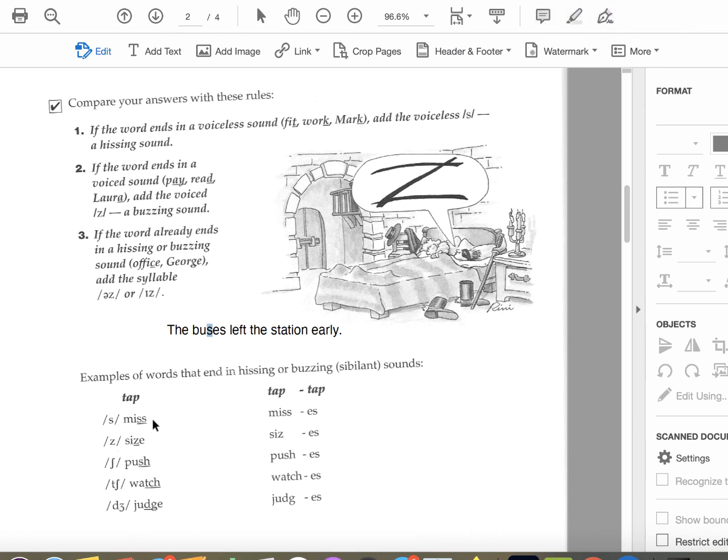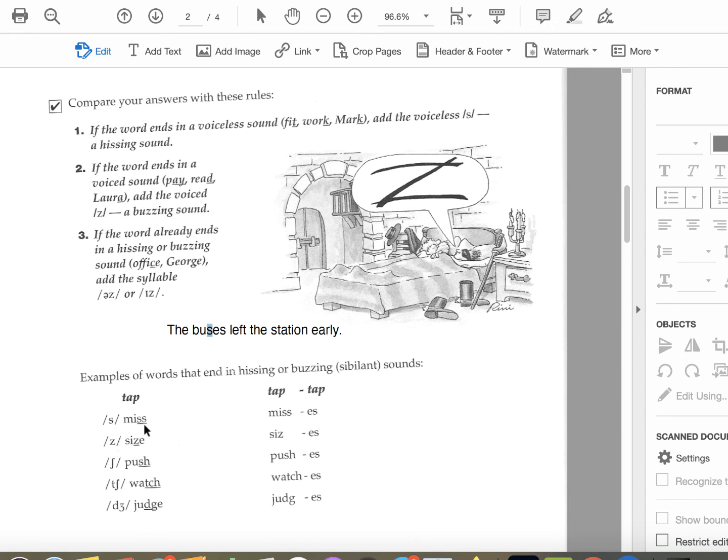Down below, it gives you an example of these. Here's sounds that end in a hissing or a buzzing noise. So if we have miss, then we have misses. And if we have size, that's a buzzing noise. Sizes. And push. And even though that's voiceless, shh, it's a hissing noise. Pushes. And watch. Watches. Okay? And judge. It's a buzzing noise. Judges. Okay?